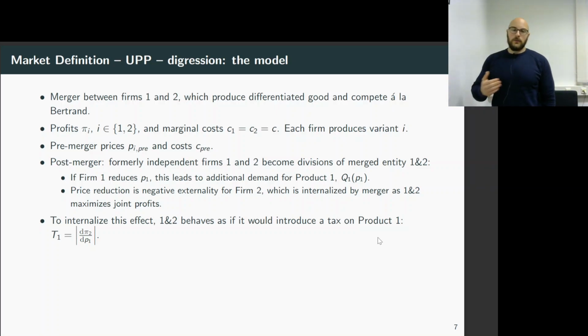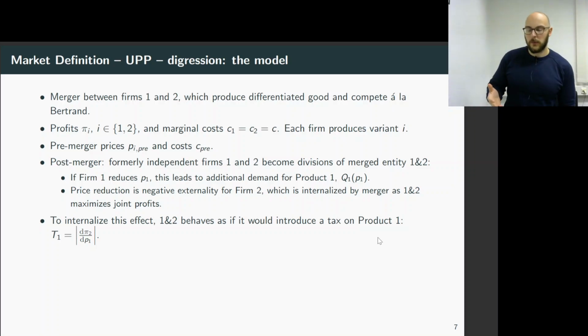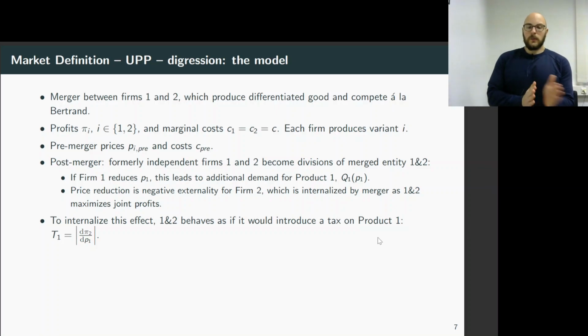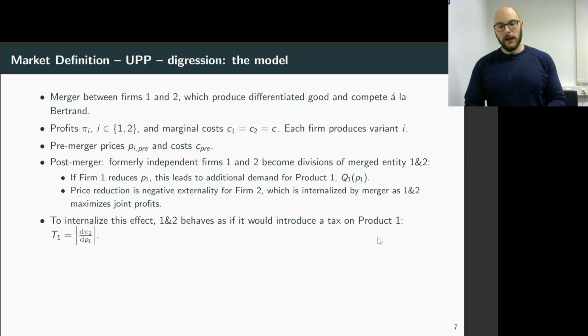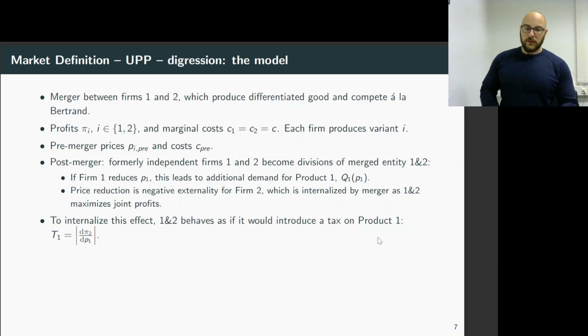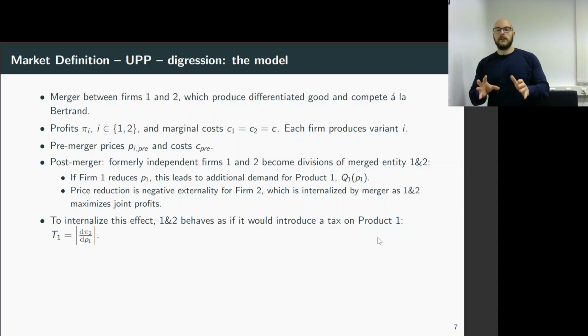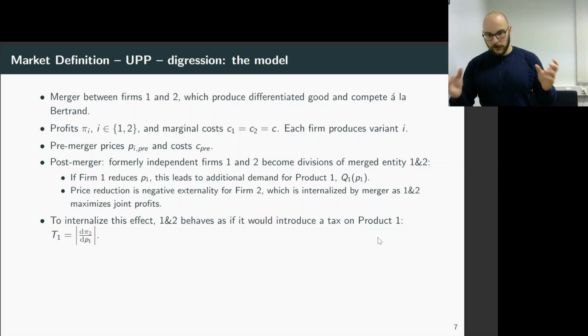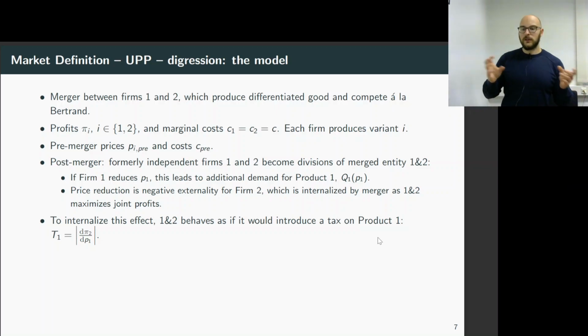The profits are called π_i, with i equals 1 or 2, and marginal costs are the same for both firms. Okay, and we call the pre-merger prices p_i^pre, and the pre-merger costs c^pre. What is the post-merger situation? Well, the formerly independent firms 1 and 2 become one firm, 1 and 2, and each of these former individual entities now becomes a division of this merged entity, right?